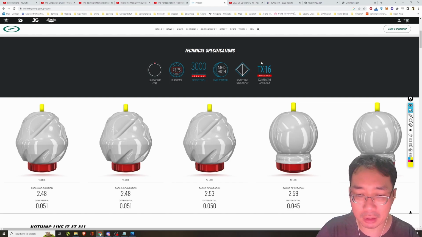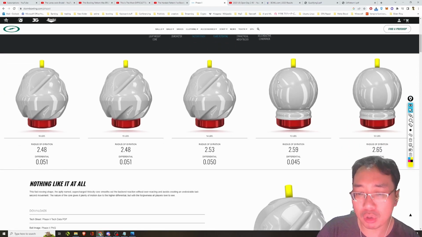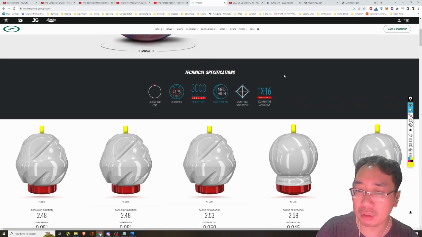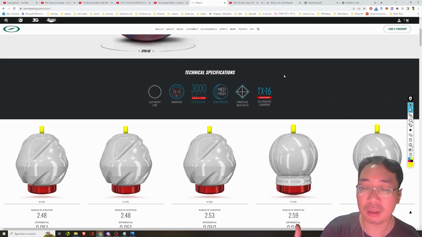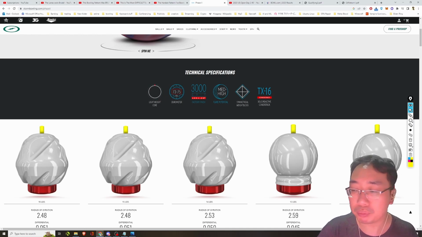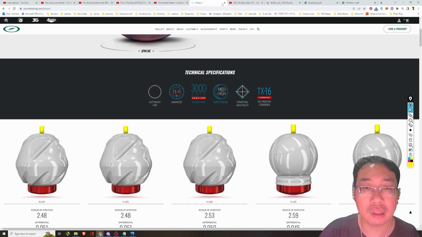So there's no right or wrong answer to a ball change. Sometimes it's really up to the individual bowlers. If you feel like this kind of ball gives you the shape that gets your ball to the pocket and gets the strikes, then just go along with it. There's no definite right or wrong answer.